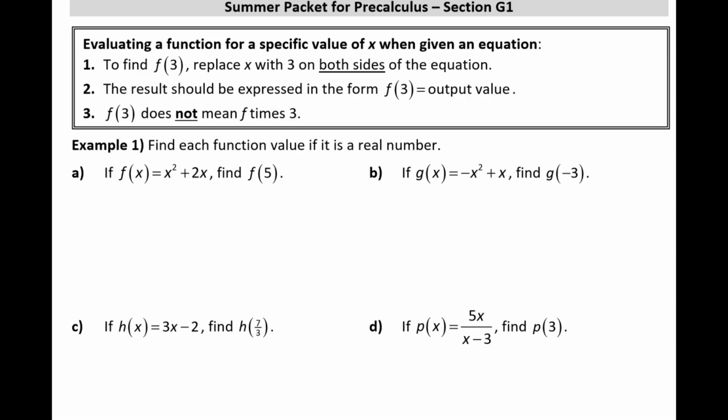Welcome to section G on function notation. First thing that we're going to review is how to find f of a number or g of a number depending upon what our function is.